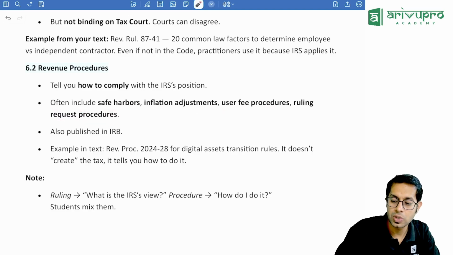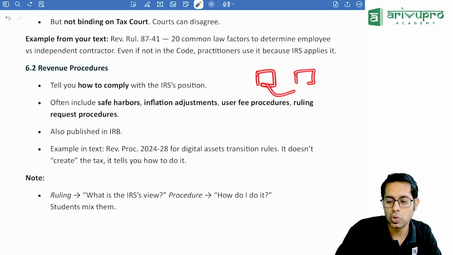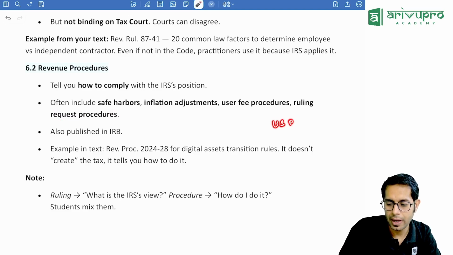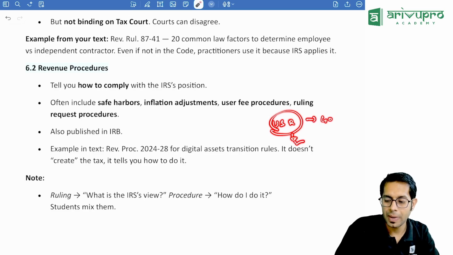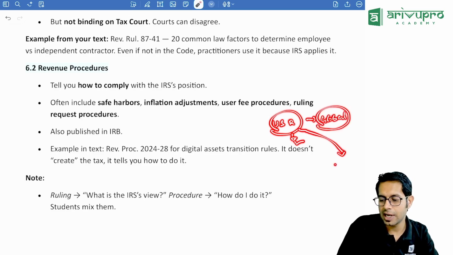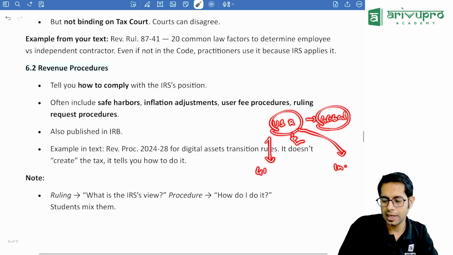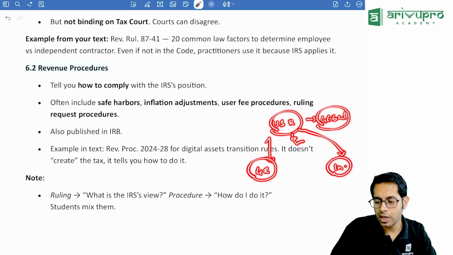Like safe harbor rules, the same income is not taxed at two different places. For example, if I am a US resident, I will compulsorily have to pay tax in the US on my global income. Now, I being a US resident, a green card holder in the US, have earned income from another country. I have earned income from Japan.